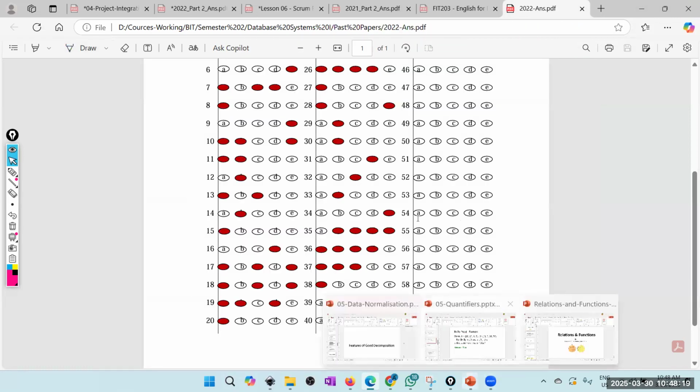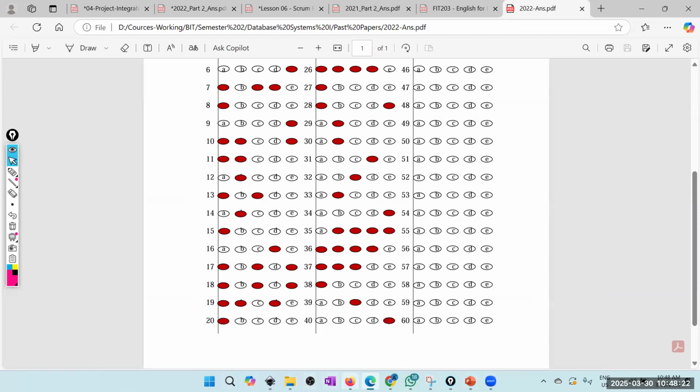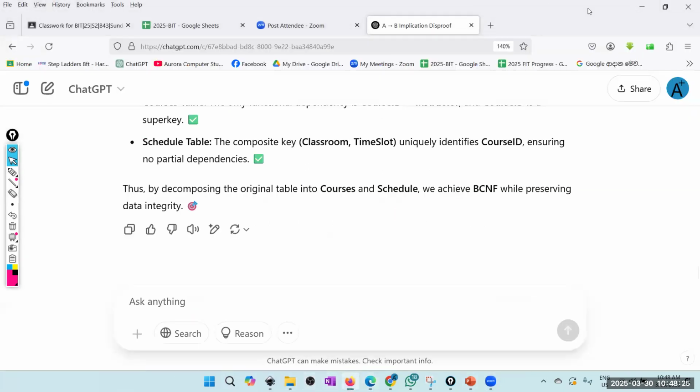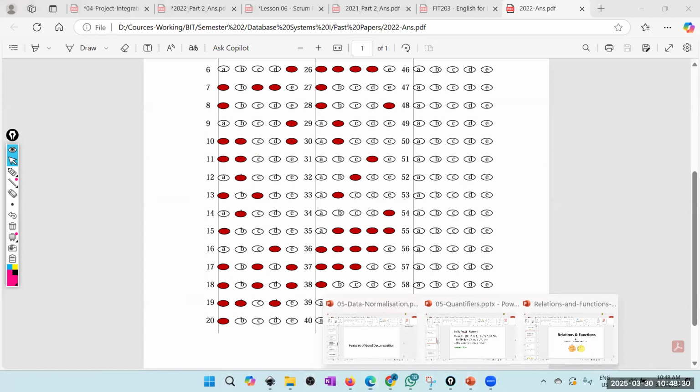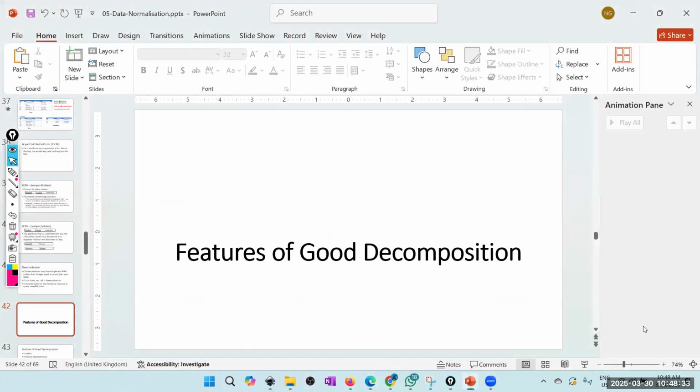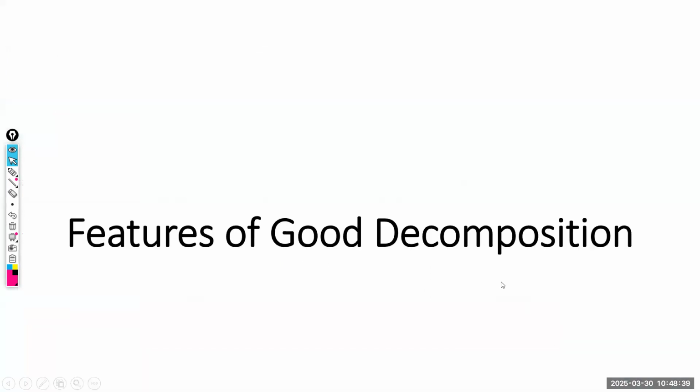Right. So in your note, they have not mentioned about decomposition, but in past papers, they have asked these questions. So that is why I'm doing this topic. So this last subtopic, that is features of good decomposition. This is not directly mentioned in your note, but they have asked questions. So let's do it because this is another standard topic in database normalization. Whether it's mentioned in your note or not, I want to do it, so that we cover everything in normalization. Features of good decomposition.